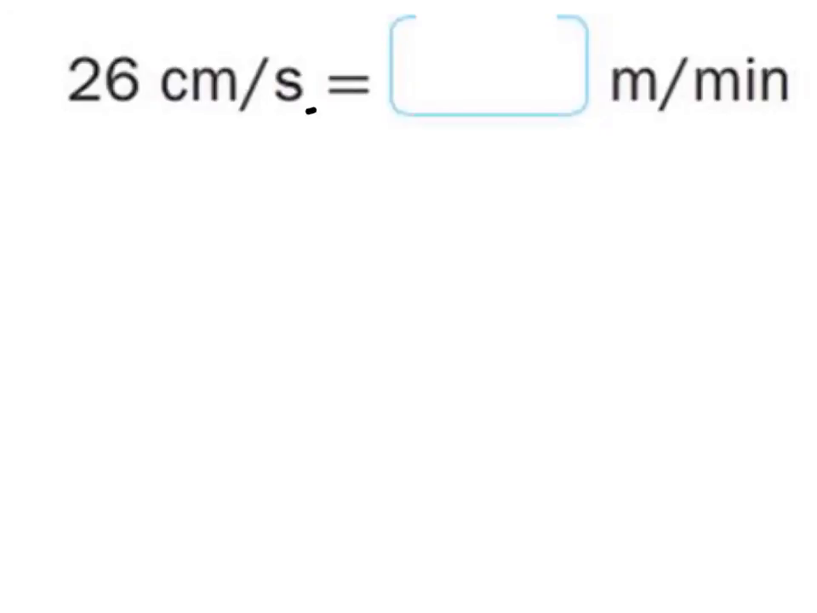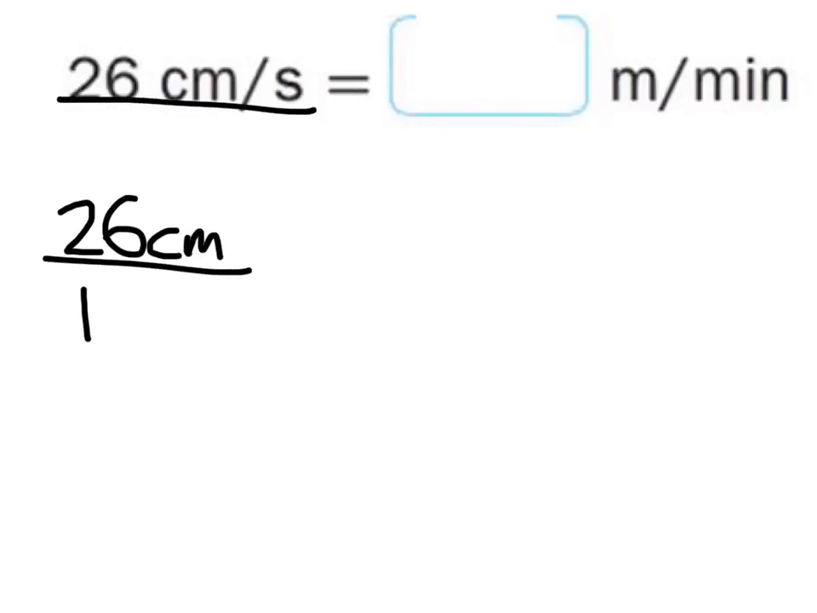So again, I'm going to write this as a fraction, 26 centimeters per second. Do need the labels, all right? So make sure you're labeling these. And my final answer here is in meters per minute, right?